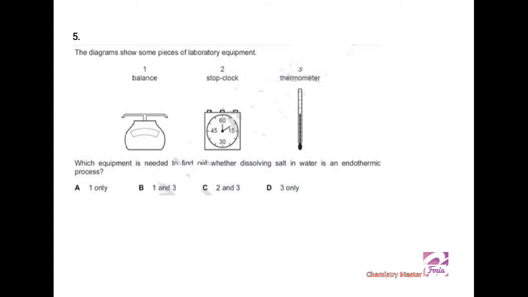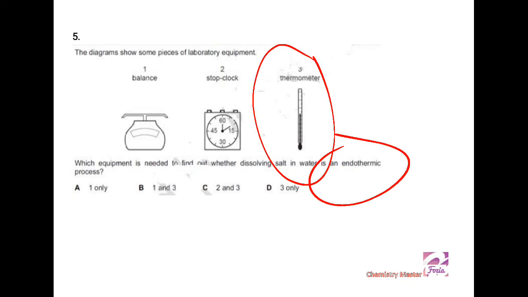The fifth MCQ. The diagram shows some pieces of laboratory equipment. 1. Balance. 2. Stop clock. 3. Thermometer. Which equipment is needed to find out whether dissolving salt in water is an endothermic process? You know what endothermic reactions are? These reactions proceed when they absorb energy. Energy changes are always measured by means of temperatures. So, the most required equipment is a thermometer.